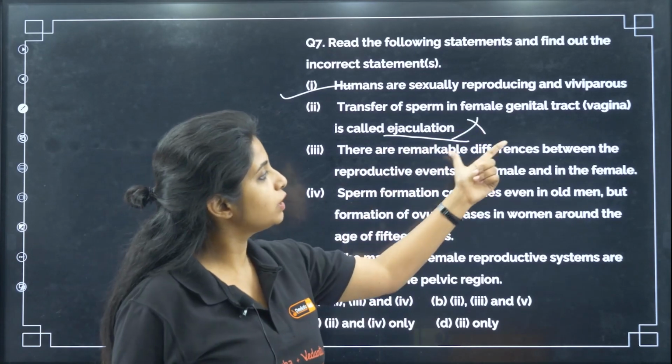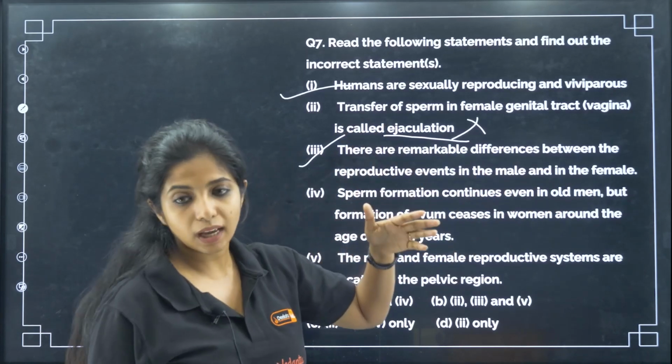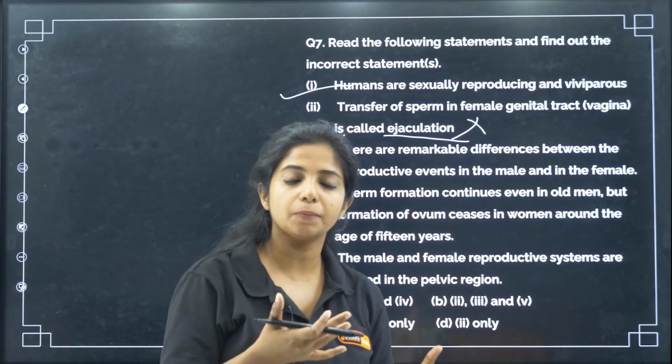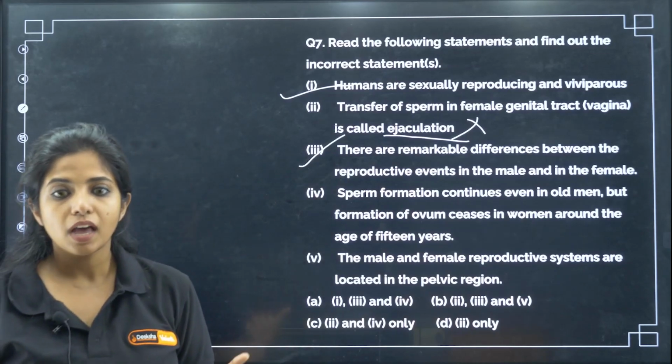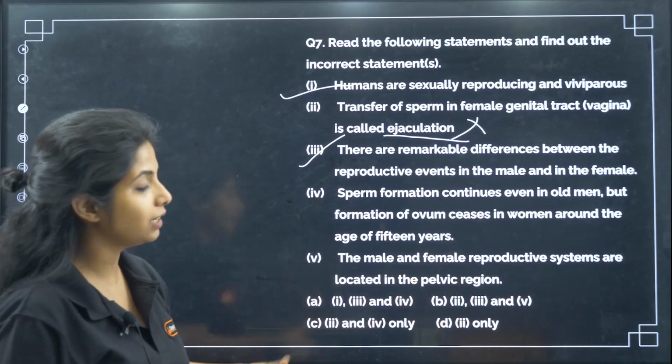Now, there are remarkable differences between reproductive events in males and females. Yes, in males, when they hit puberty, that's when the reproductive cycle becomes active. When you talk about females, the eggs are already being formed when they are in the fetal stage, right? So, yes.